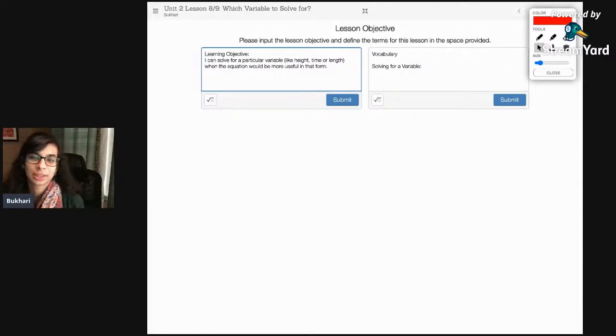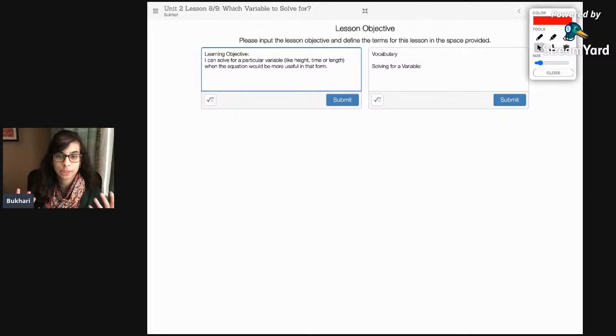Alrighty, welcome to lesson 8 and 9. Today we're building off what we have been doing over the past couple of days. We're practicing writing our equations and manipulating them into something that is useful for us, so we can start to work on solving our equations, right?